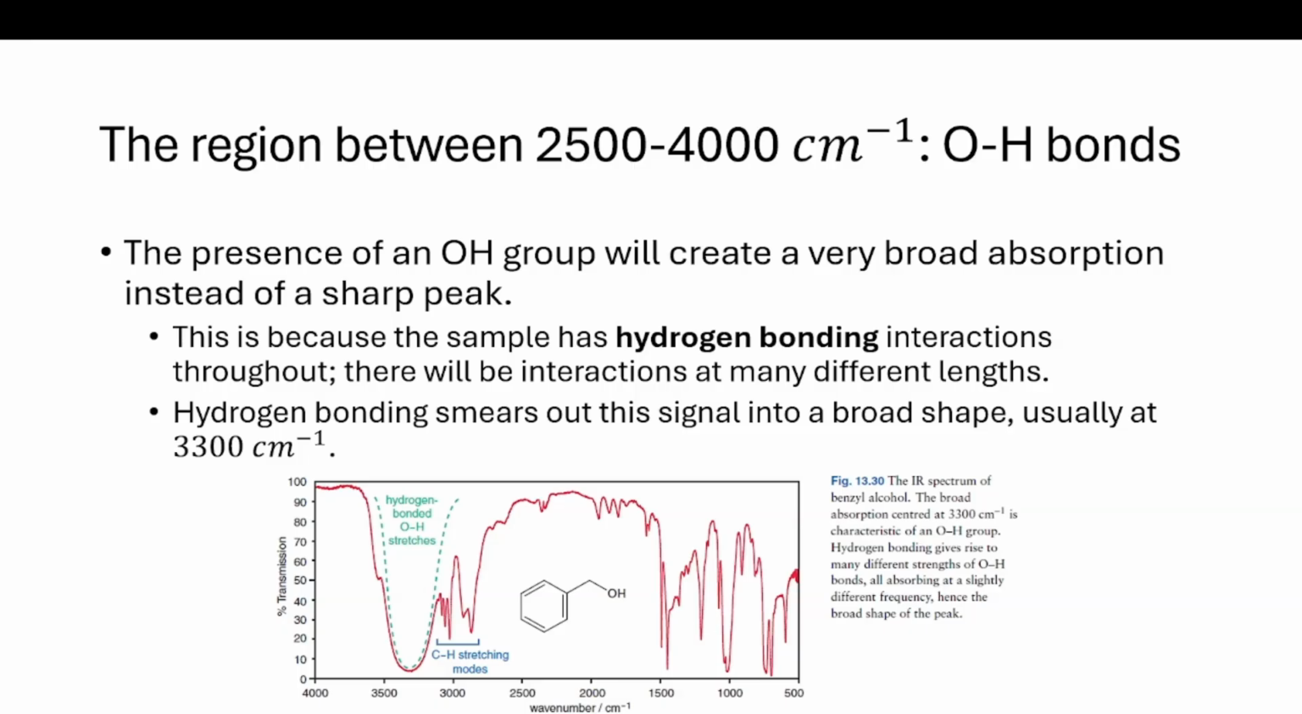And that's because if we have a sample, and the molecule has that OH group, take for example an alcohol that we have here, because hydrogen bonding is present throughout the sample, there will be interactions at many different lengths. And with this hydrogen bonding, instead of a sharp peak, we get a smeared out signal, usually around 3,300 per centimeter.